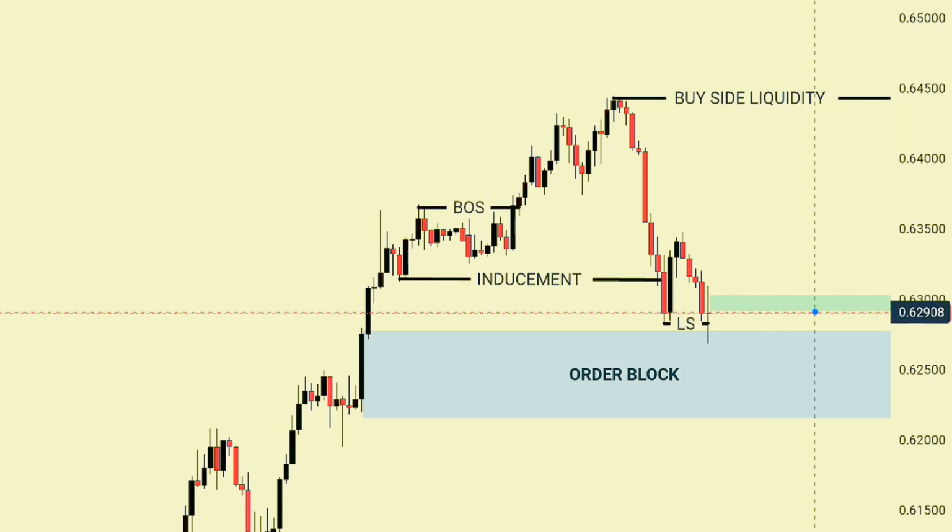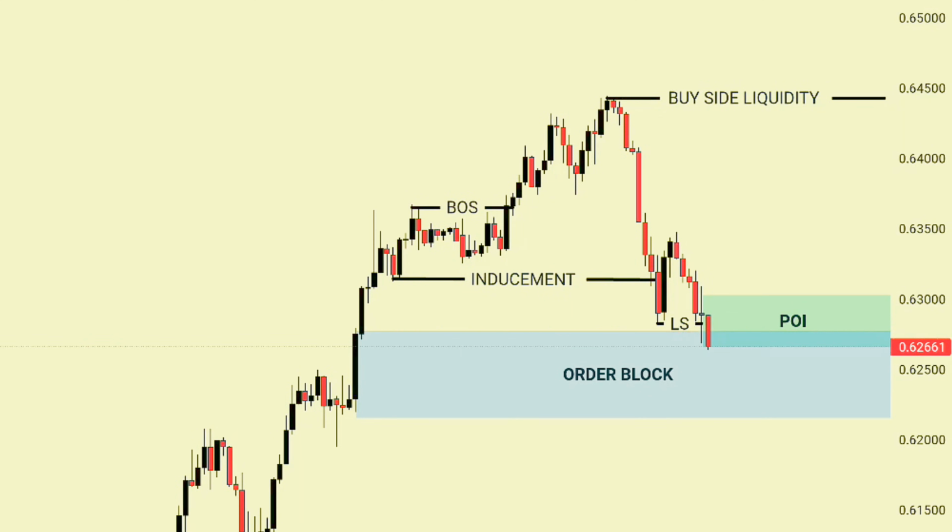After the liquidity sweep, price reaches the point of interest. This point of interest is a high probability zone created by confluence. It includes the bullish order block, the area after liquidity is swept, and institutional imbalance. This is where smart money wants to execute buy orders. However, professionals do not rush. They wait. They observe. They let price come to them.